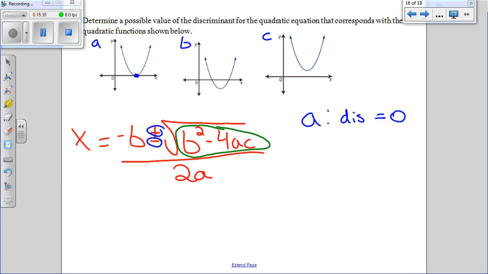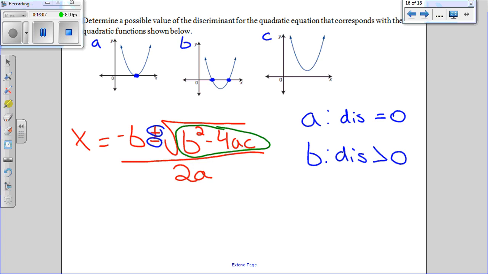You look at letter B. There's 2 x-intercepts. So they want a possible discriminant. There's an infinite number of discriminants that could create this situation. So if you answered anything where the discriminant is greater than 0, you would be right. So you could say 0.5, you could say 1 million. You could say anything in between. And you would be correct.